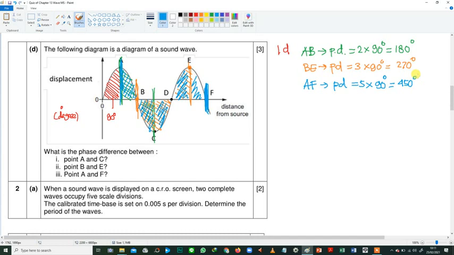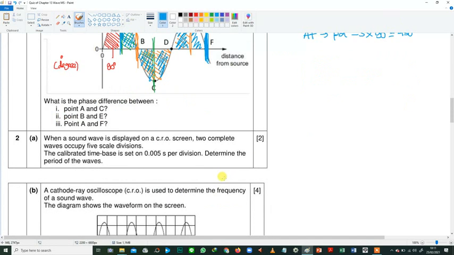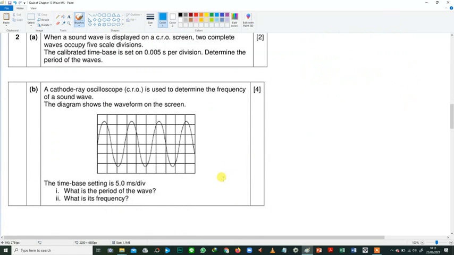Alright, that is 3 points. So when you get the correct answer for every PD, phase difference, you will get 1 point. Let's continue with question number 2.